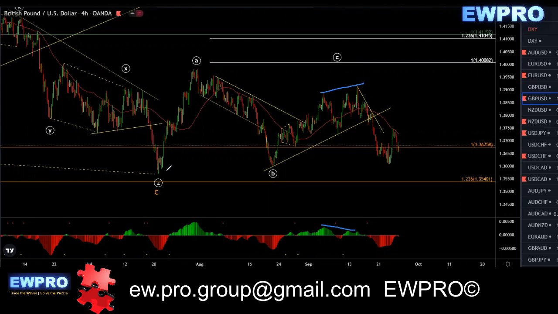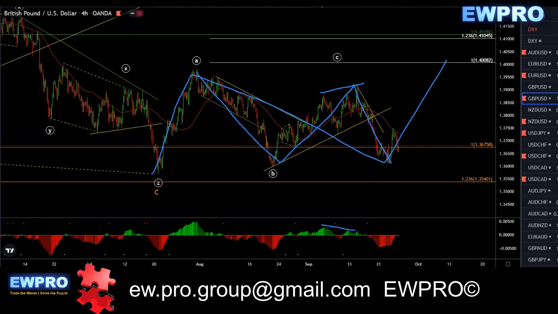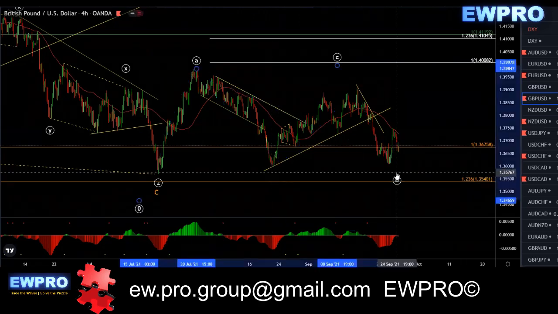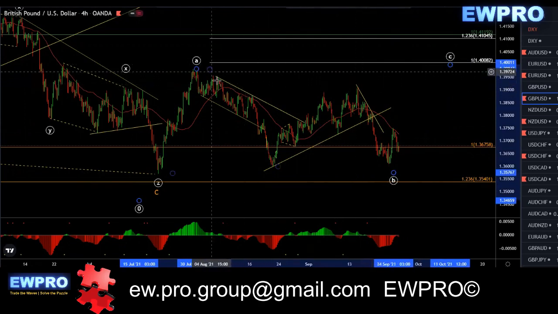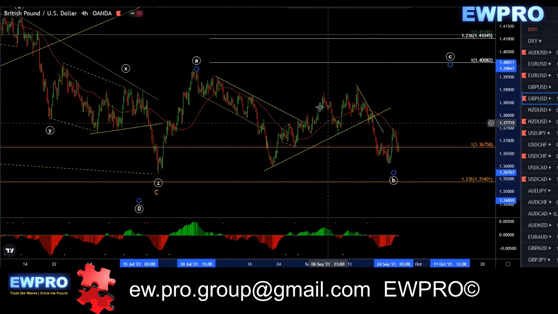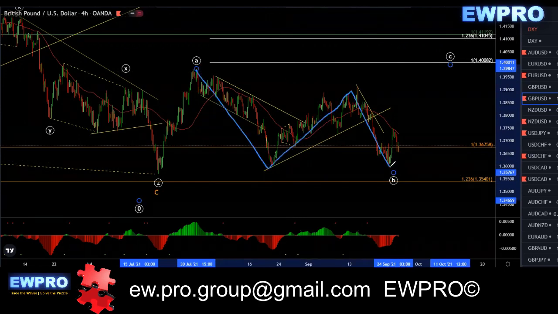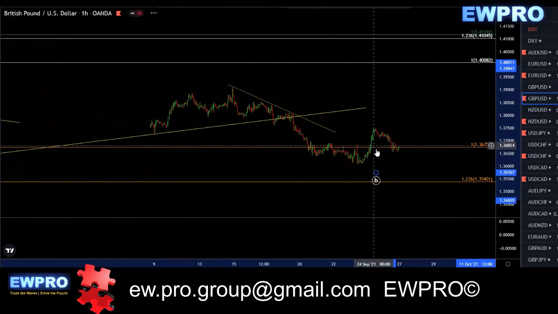For example, we get an A, B, C in here, and then we get that A, B, C up. So I'm more inclined to look for a buy and look at this as a flat in here. So we get an A, B, C in the B wave, and then we get that C up. That's sort of how I'm looking at it.